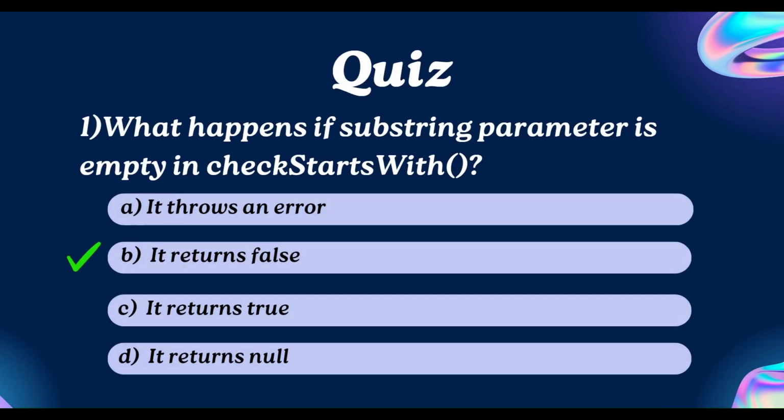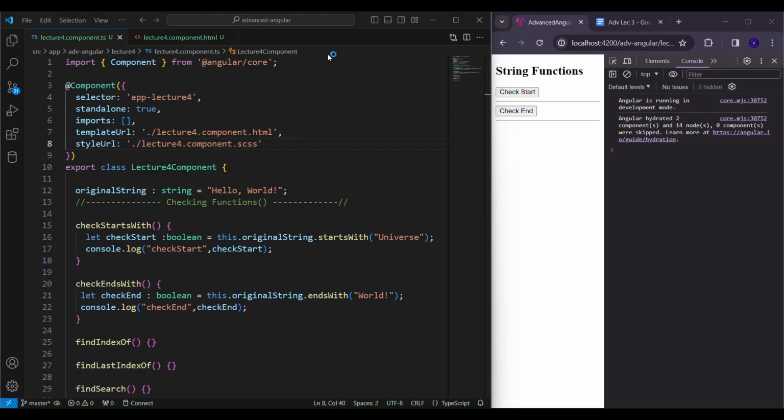So the answer is it returns false because it cannot detect the exact match over here. So it would return us a false value. Moving on to our next topic, that is find the index of. It finds the index of the first occurrence of whatever value that you are specifying from this string.